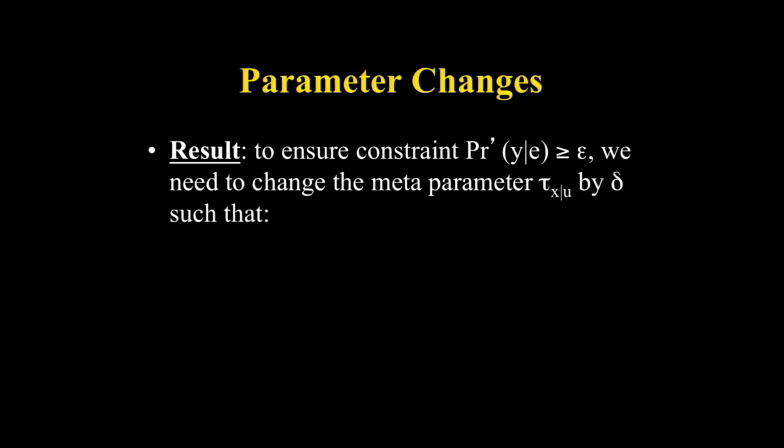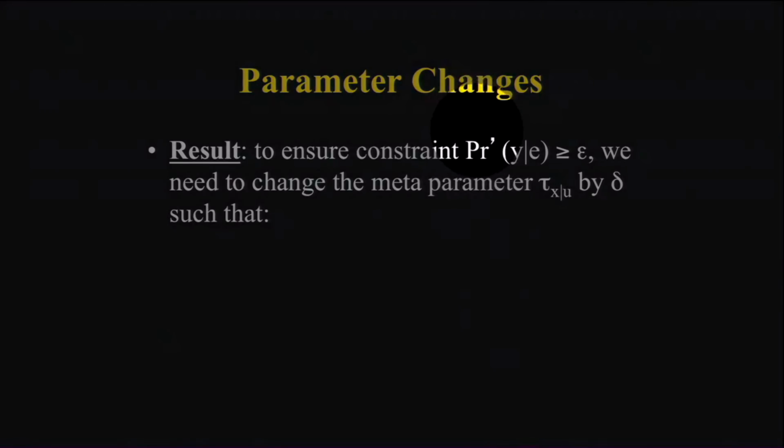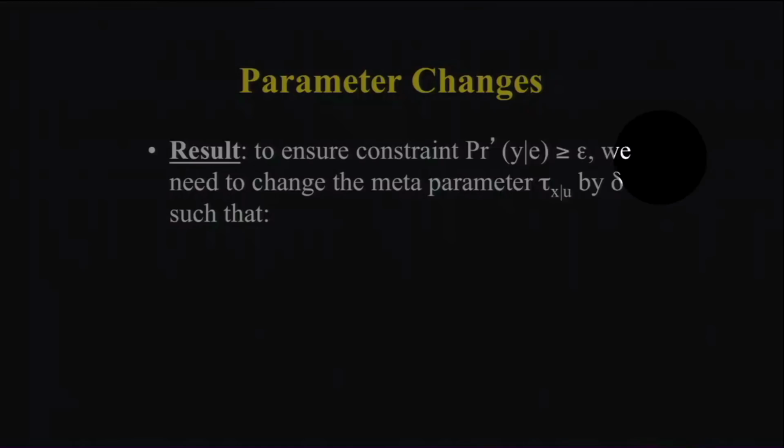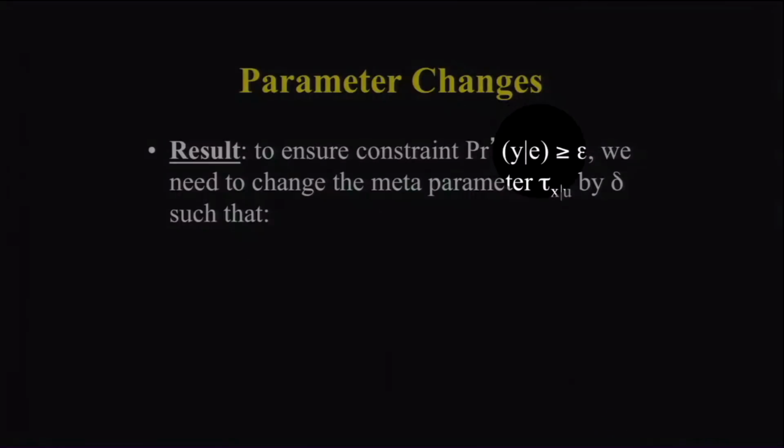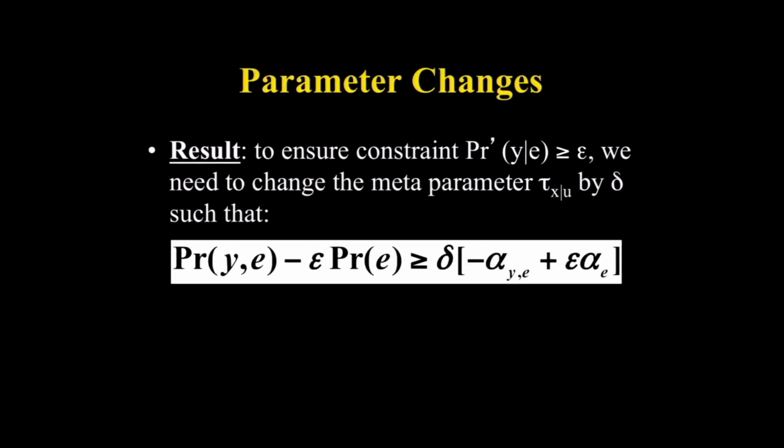What I would like to do is, I had a probability distribution Pr, and now I'm making a change to the parameter tau, and then I'm getting a probability distribution Pr prime. And I want this probability to be greater than some epsilon that you give me. And so the question is, I need to change the meta parameter, this guy, by some delta to ensure this. And it turns out that if you just plug things in and move them around, that's what you want. You want this relationship to hold.